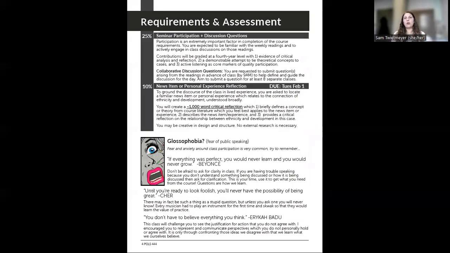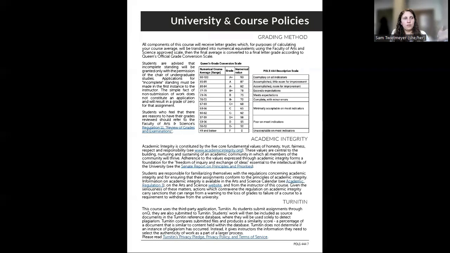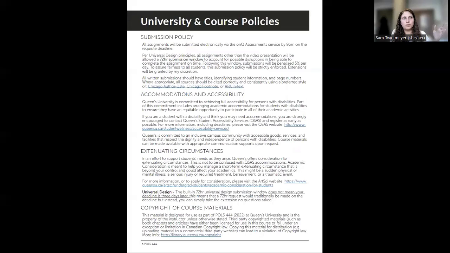So the next 2 pages are the course requirements and assessment, and it has descriptions of each course requirement and deadlines where necessary and the breakdowns. The next 2 pages are the university and course policies, the boilerplate policies. So all of this is really what is required of me by Queen's, although I do have my own specific submission policy and accommodations language. And the thing is that any of these can be adapted to your own language. So keep that in mind.